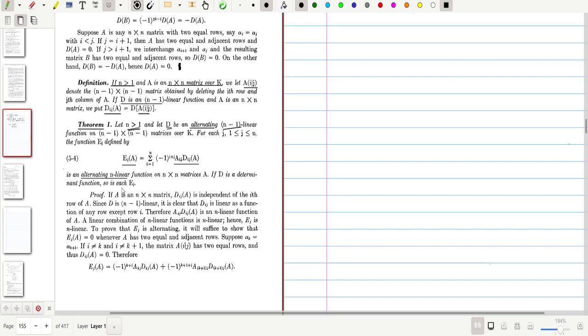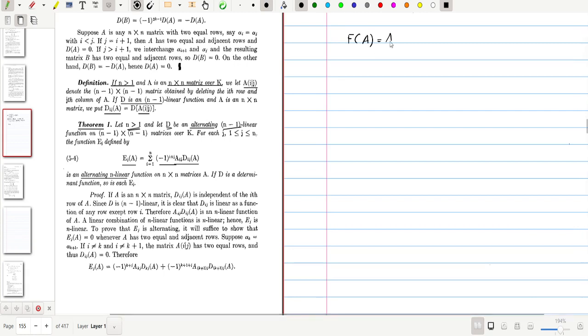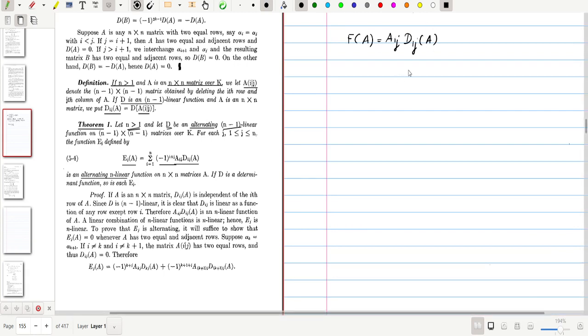To prove this theorem, we first prove this part is an n-linear function. Then after that, we will prove that this is alternating. So first of all, we prove this Aij dij of A is an n-linear function. So first we define f of A is equal to Aij dij of A. Okay, so we'll prove that this is an n-linear function.